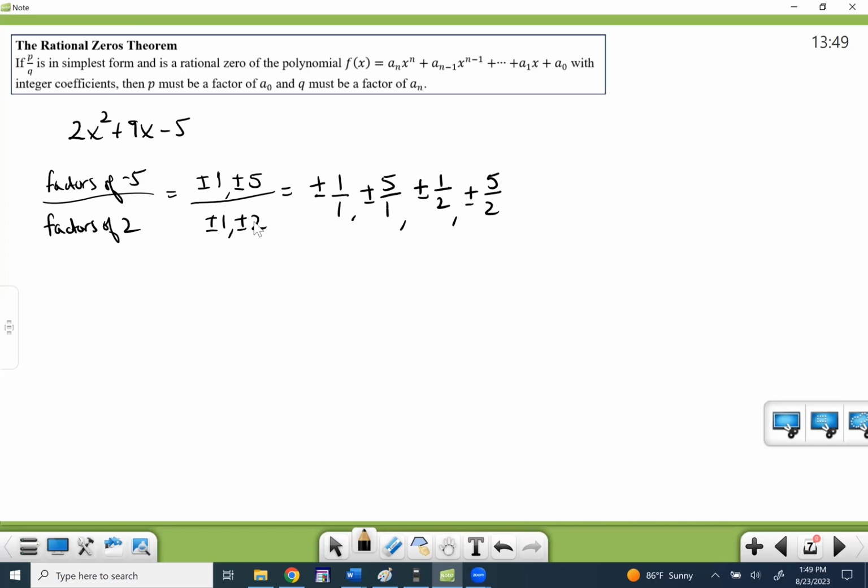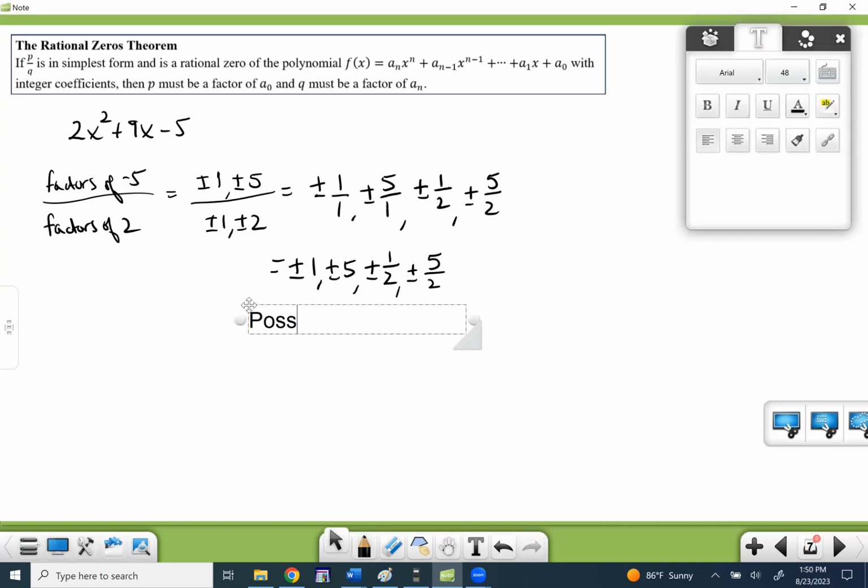You didn't have to do it that way. You could say 1 over 1, 1 over 2, 5 over 1, 5 over 2. It doesn't matter what order. What this tells me is to reduce all your fractions. So 1 over 1 is 1, 5 over 1 is 5, and then a half and 5 halves. These are all of our possible rational zeros, if there's going to be a rational zero.